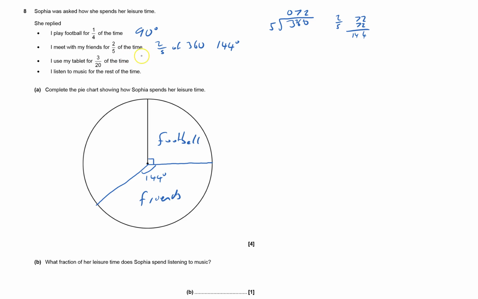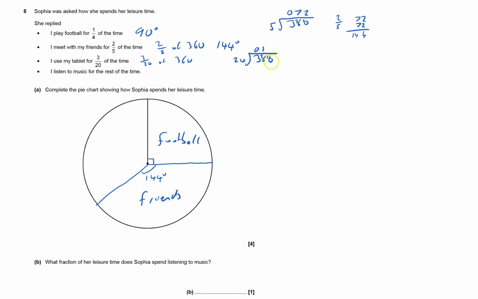And then we've got 3/20, so we've got to do 3/20 of 360. Again, I can divide by 20. It does work. I'll try and show you how it works. If I do 360 divided by 20, does 20 go into 3? No, it doesn't. So carry the 3 across. Does 20 go into 36? Yep, it goes once with 16 left over.